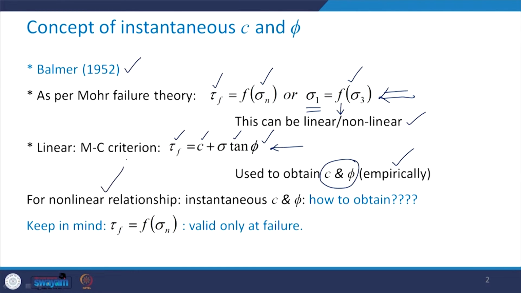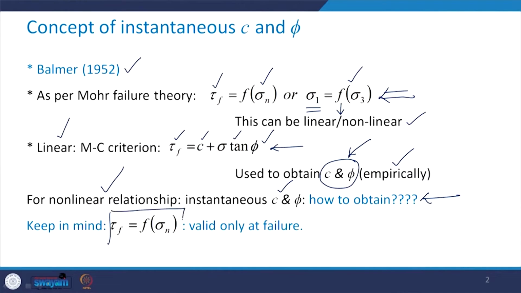Now, for a non-linear relationship, can we find out something similar to this C and phi, as in the case of the linear or straight line criterion? Yes, we can do that, and that is called instantaneous C and phi. The question is how to obtain it. To start with, one needs to keep in mind that this expression or functional relationship is valid only at failure, not before, not after.